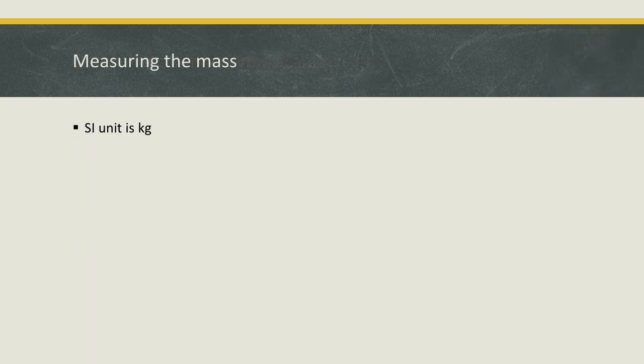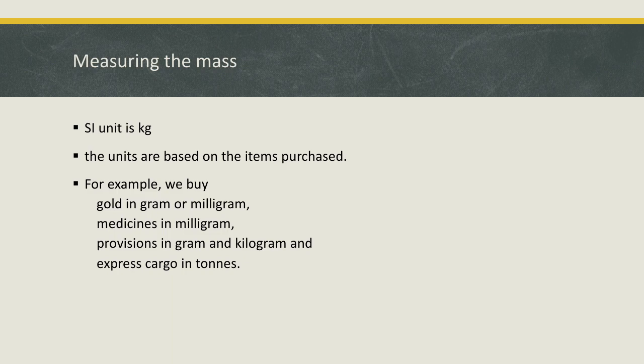So we all know that the SI unit of mass is kg. The units are based on the items we purchase. The SI unit is kg, but we do not always measure mass in terms of the SI unit only. We use other units also in our day-to-day life. So it will be based upon the use, the item we purchase. So whenever we go for purchasing gold, we purchase in terms of grams and milligrams, and if you're so rich you go for buying gold in terms of kgs. Okay, just a random thing.